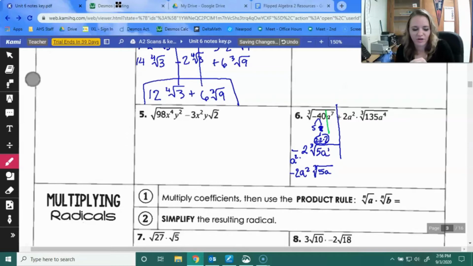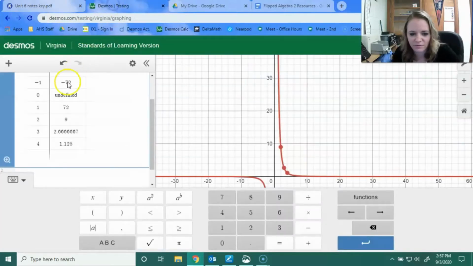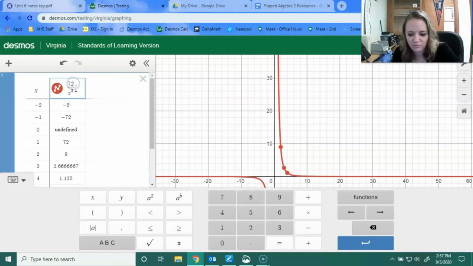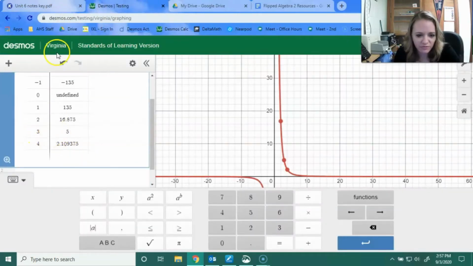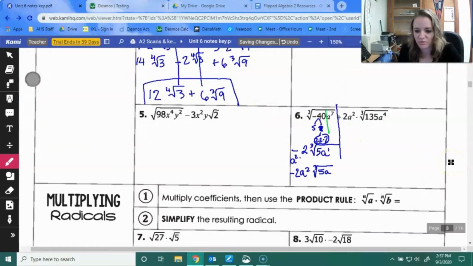Alright, out here, 135. Let's go ahead and do this one in the calculator. 135, and it's already x to the 3rd, so we're good with that. There we go, 3 and 5. So that's going to simplify to 3 and 5. So 2a squared times 3, 3rd root of 5. Now I need to do the a. And I can take out one set of a's, and then I would have one left over.